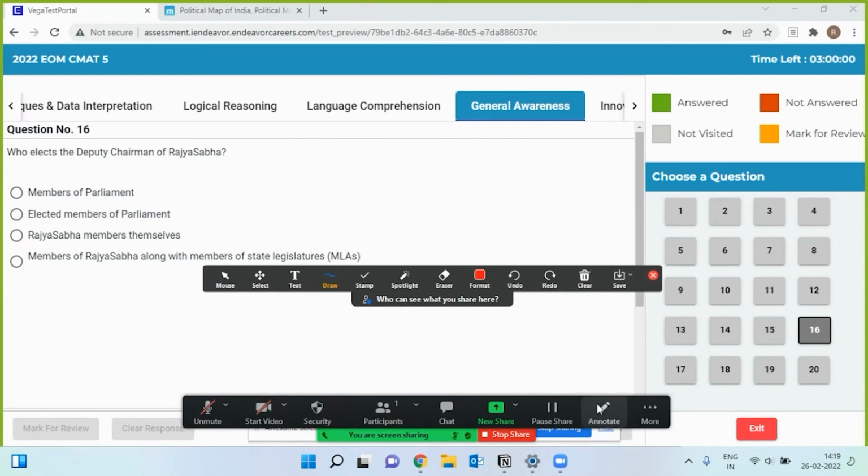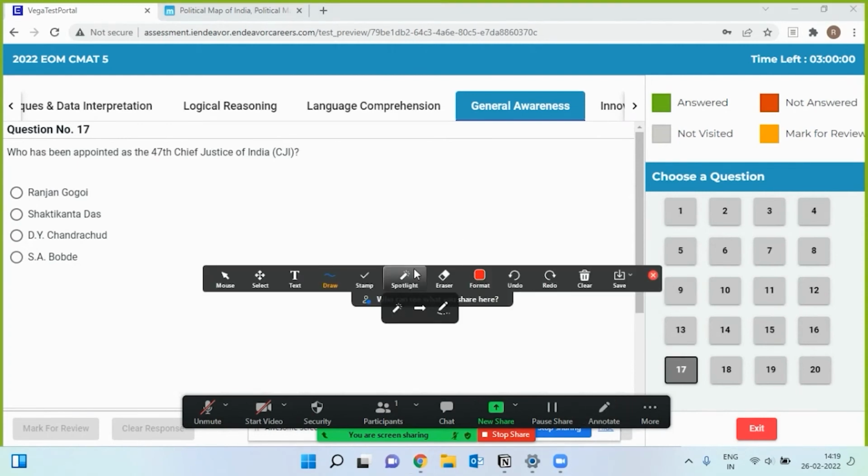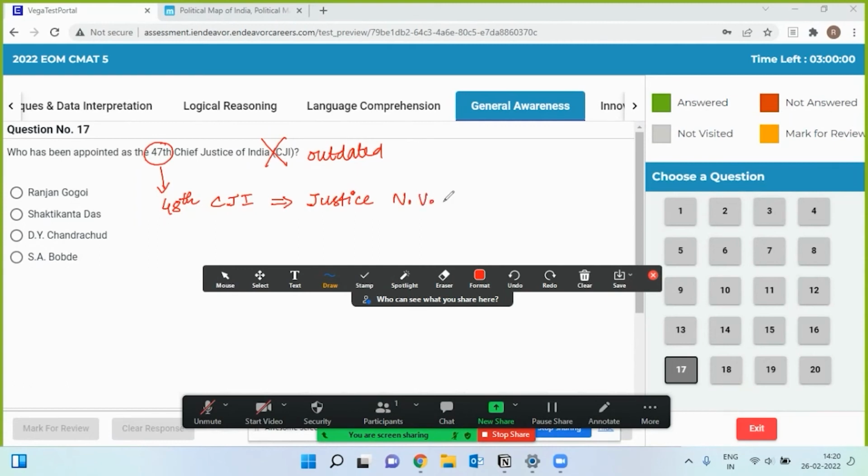Question number 17 is about who has been appointed as the 47th Chief Justice of India. Now guys, please remember this question is wrong. This question is outdated. Correct? Because India already had a 48th Chief Justice of India and his name is Justice N.V. Ramanna. He was appointed as the Chief Justice on 24th April last year. So this is actually a wrong question. You need to remember the name of Justice N.V. Ramanna, who is the 48th Chief Justice of India.